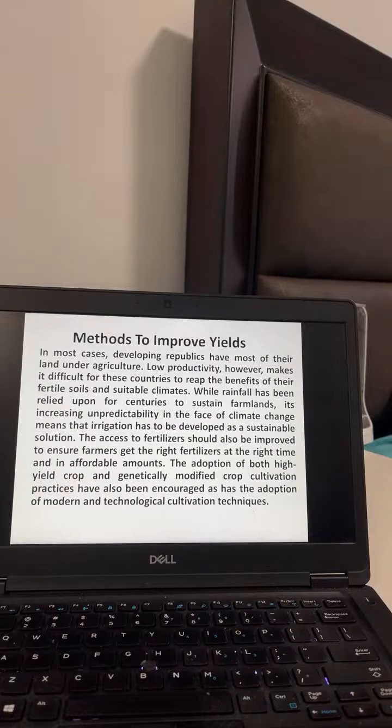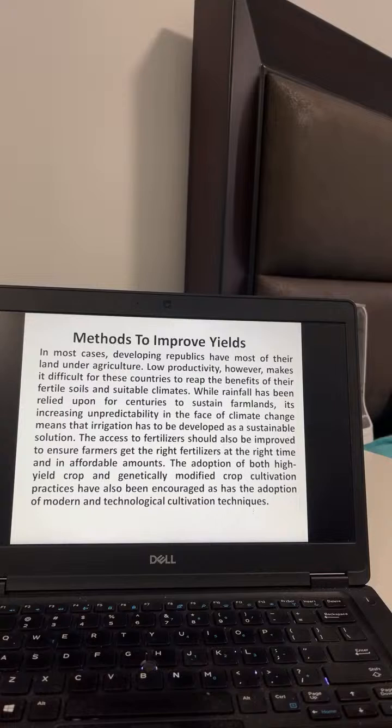Methods to improve yields. In most cases, developing republics have most of their land under agriculture. Low productivity, however, makes it difficult for these countries to reap the benefits of their fertile soil and suitable climates. While rainfall has been relied upon for centuries to sustain farmland, its increasing unpredictability in the face of climate change means that irrigation has to be developed as a sustainable solution.